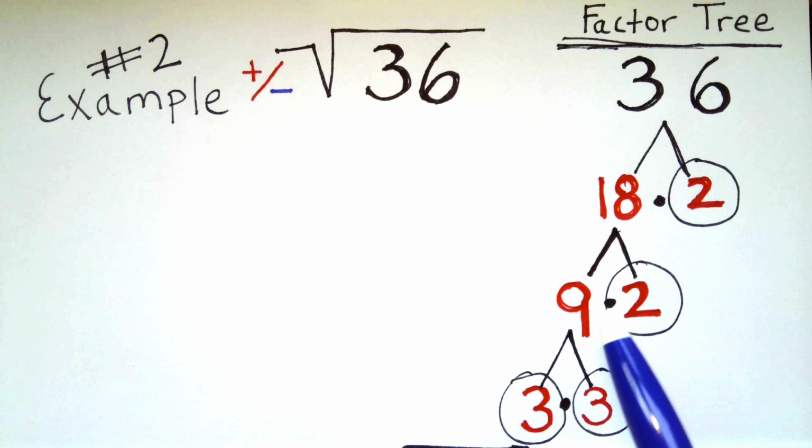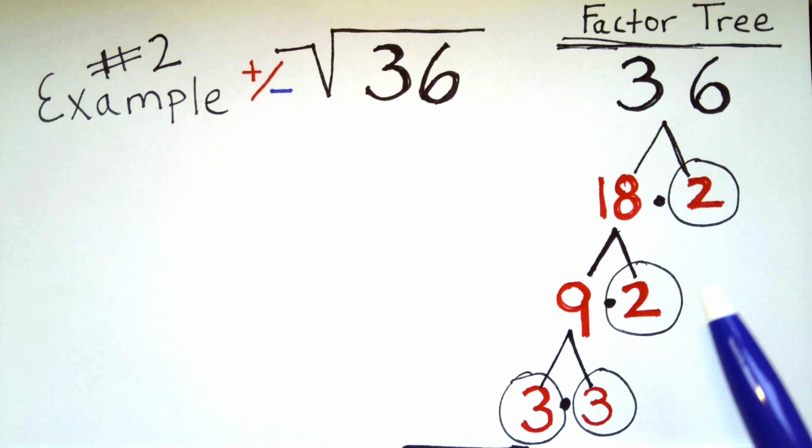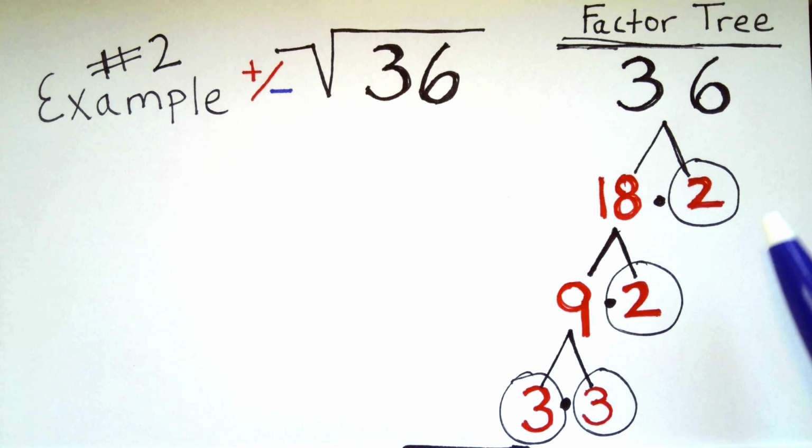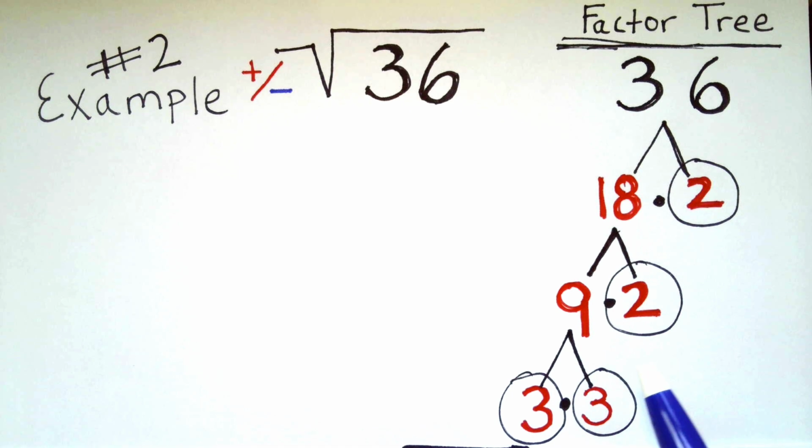All right, let's break down 9 into its simplest form. 9 is an odd number, so I can't divide 2 into 9, but let's try 3. Can 3 be divided into 9 evenly without a remainder? Yes, it can, because I know 3 times 3 is 9. So these are all the smallest multiples of 36: 2 times 2 times 3 times 3. 2 times 2 is 4. 4 times 3 is 12. And 12 times 3 is 36.